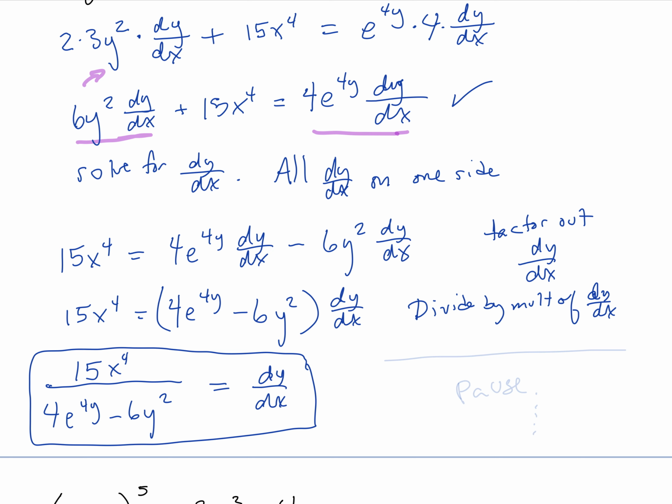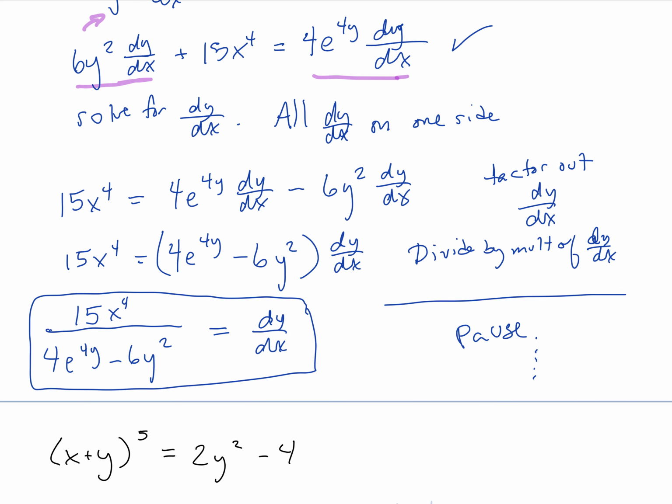So I would encourage you, especially if you had trouble with that one, to again pause the video now that you've seen another one done all the way through, and try or look back at examples 2 and 3, try them again or make sure you did them correctly before moving on to look at my solutions for the next two. Okay, so x plus y to the fifth power equals 2y squared minus 4.